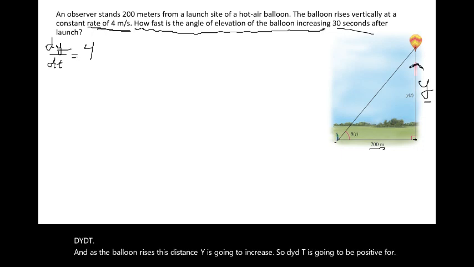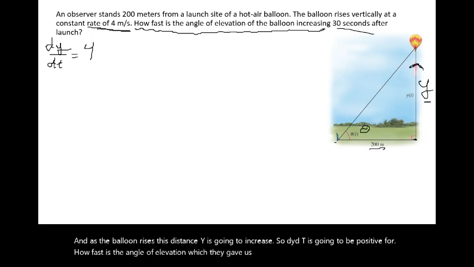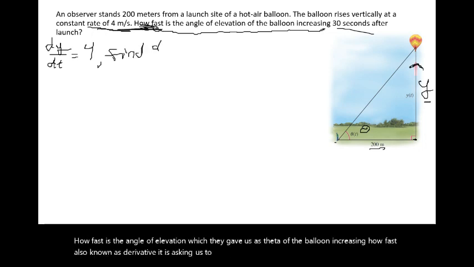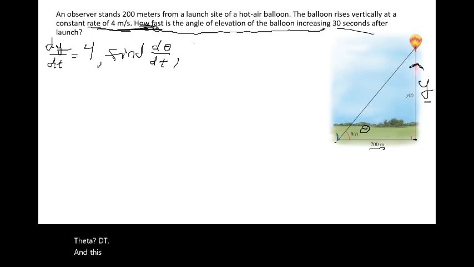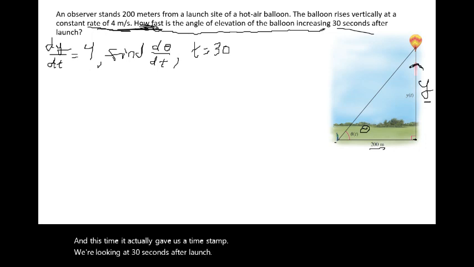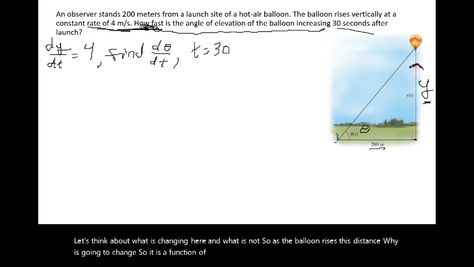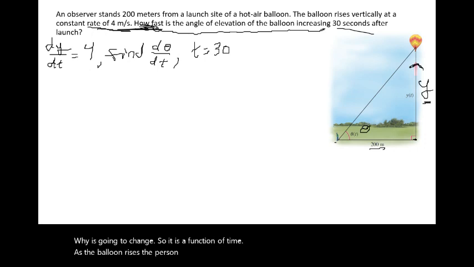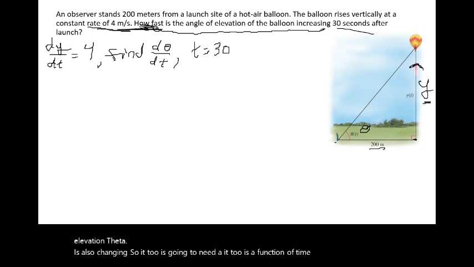How fast is the angle of elevation, which they gave us as theta, of the balloon increasing? How fast, also known as a derivative, it is asking us to find the rate of change of theta with respect to time, d theta/dt. And this time, it actually gave us a timestamp. We're looking at 30 seconds after launch. So let's think about what is changing here and what is not. As the balloon rises, this distance y is going to change, so it is a function of time. As the balloon rises, the person needs to look higher and higher up at it, so this angle of elevation theta is also changing, so it too is a function of time and is going to need the chain rule.